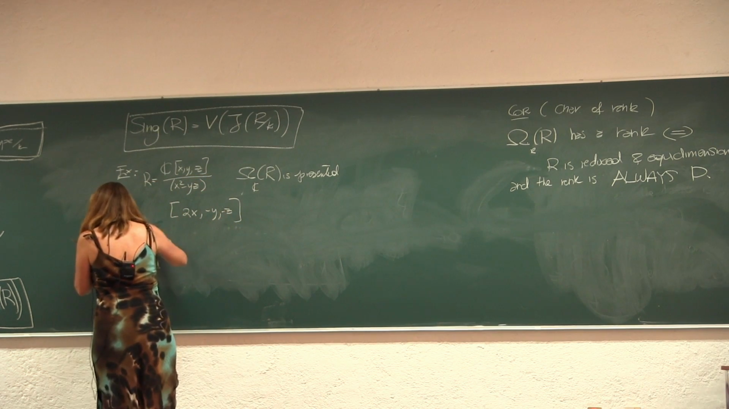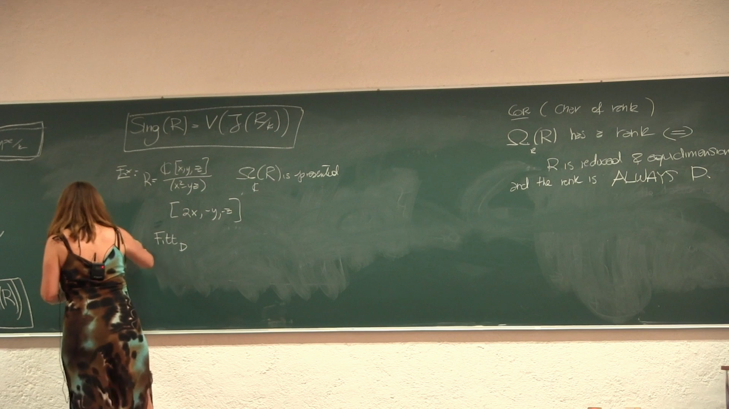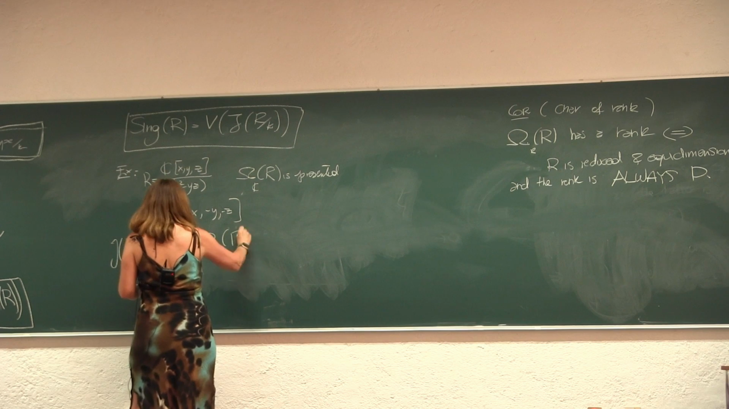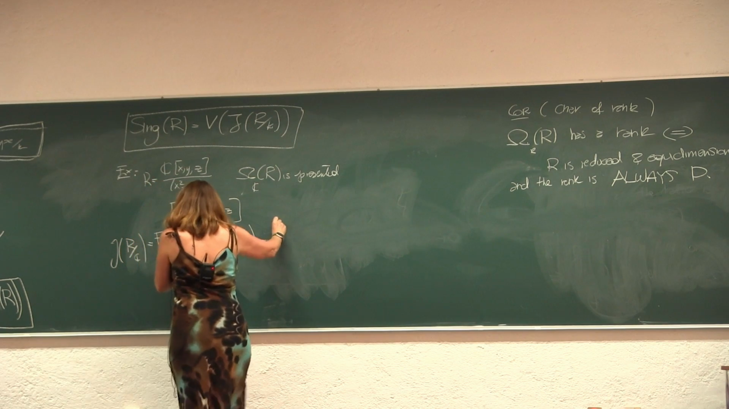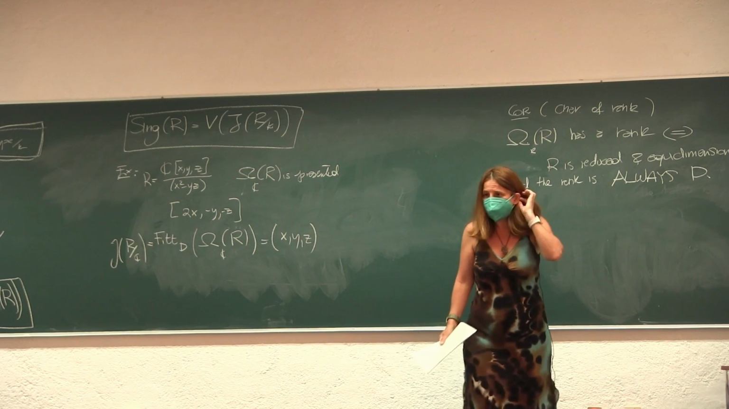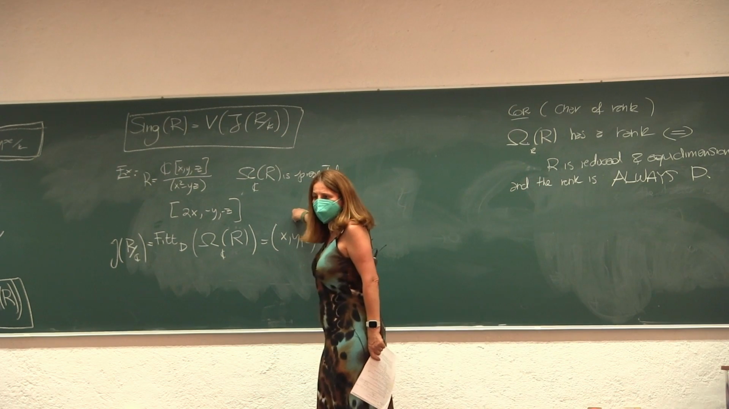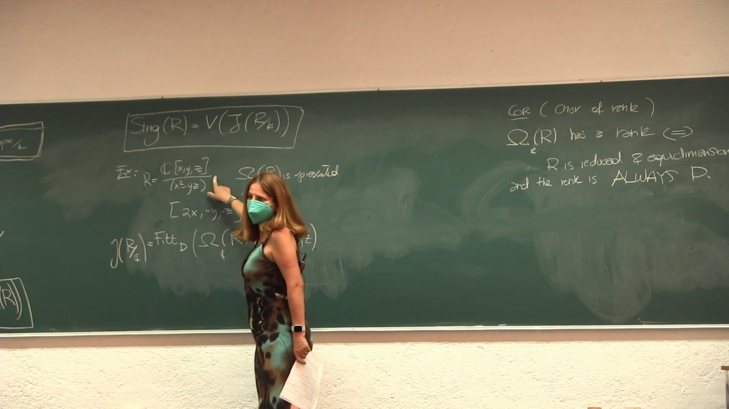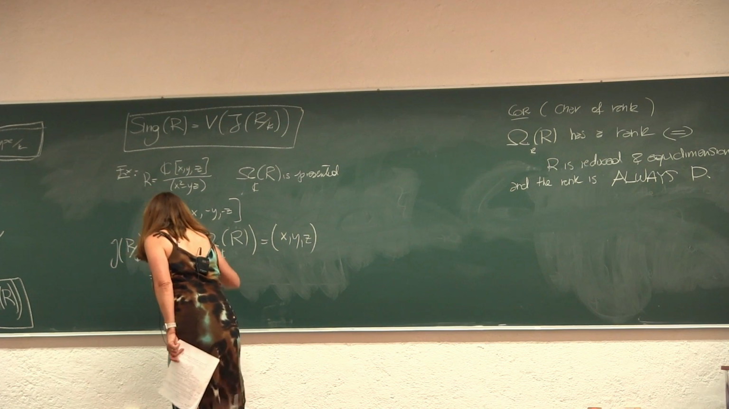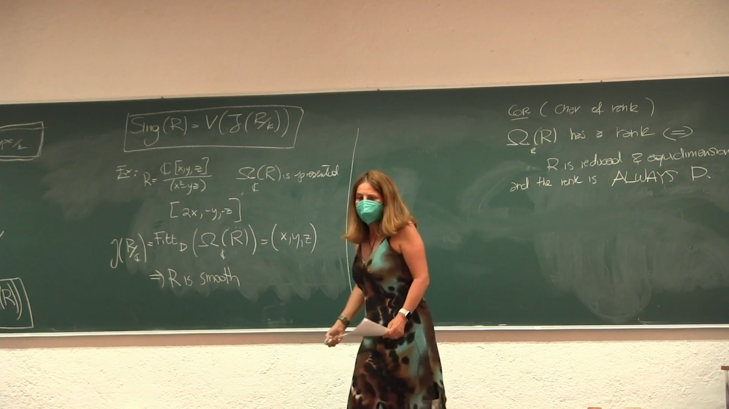And so the Fitting ideal, which is the Jacobian of R over C, of Ω, is exactly the ideal generated by x, y, z. Okay? So this tells us what? That except at this point, this ring is regular. Because it's regular with punctured spectrum. Okay?